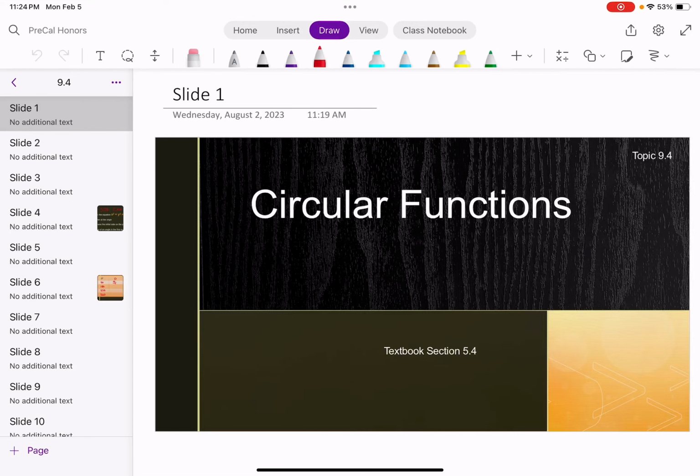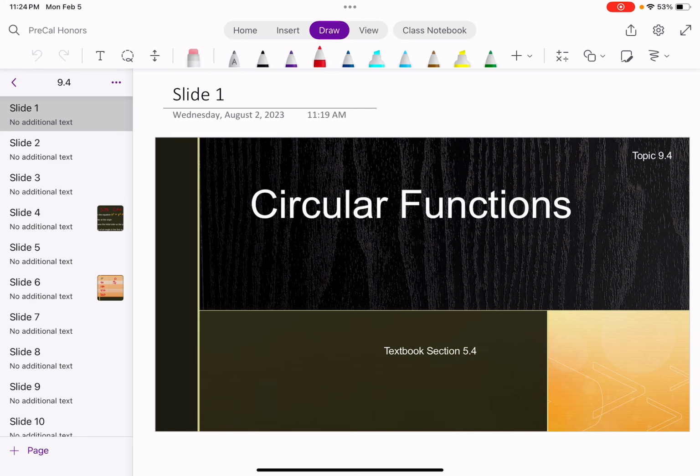Hi there, everybody. We're going to be going over the 9.4 section in this video. We're going to be mainly talking about circular functions. So we're still looking at SOHCAHTOA, their inverses, and we're going to be working with the unit circle and how to calculate each one of those values.